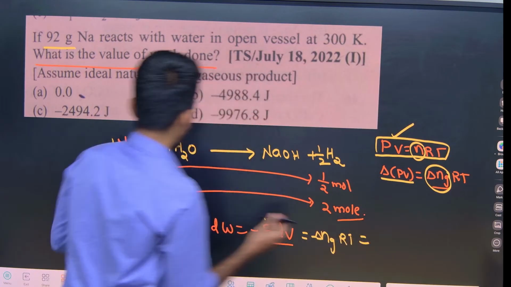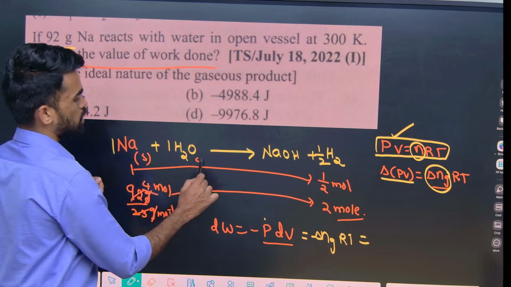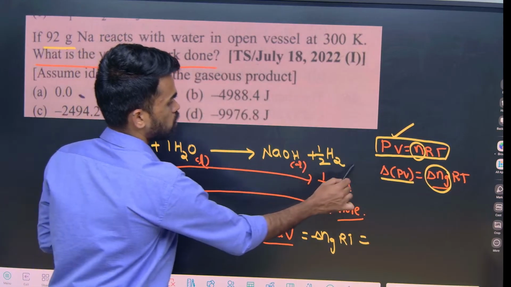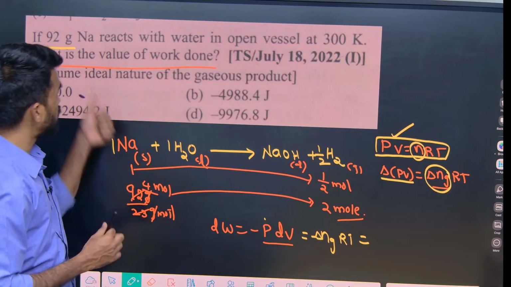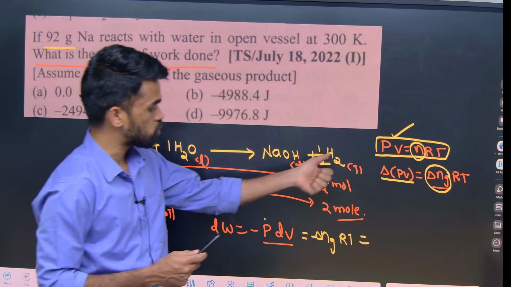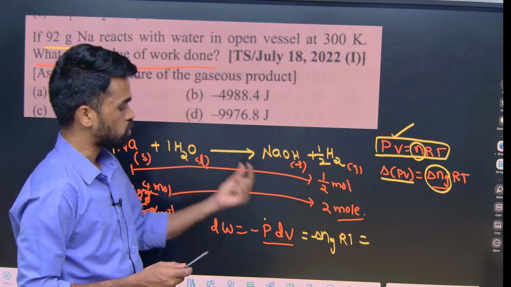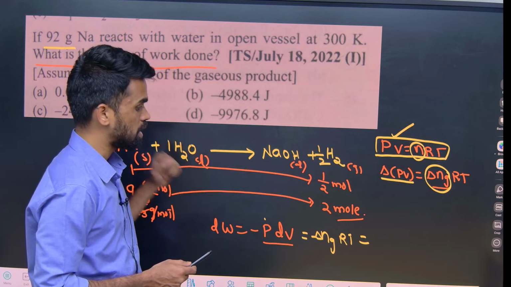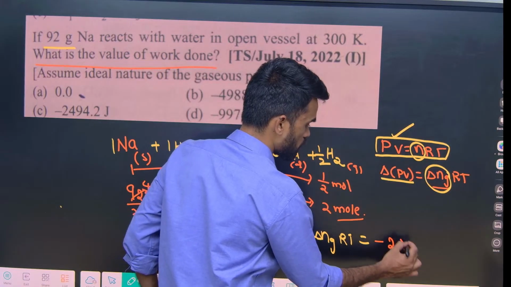If you look at the given equation, sodium is a solid, water is liquid, and here the aqueous medium is also liquid. So only the product H2 is in gaseous form. Now, as per the data provided, how many moles of H2 are produced? 2 moles. So the number of moles of products is 2 minus the number of moles of reactants, which is 0 because no gaseous reactants are there. So here you can write minus 2 RT.